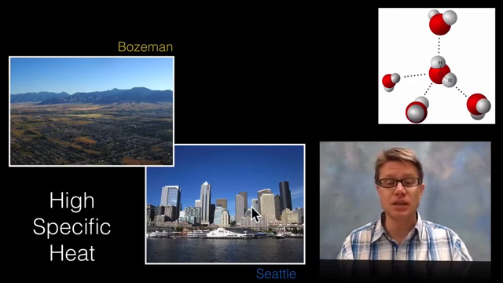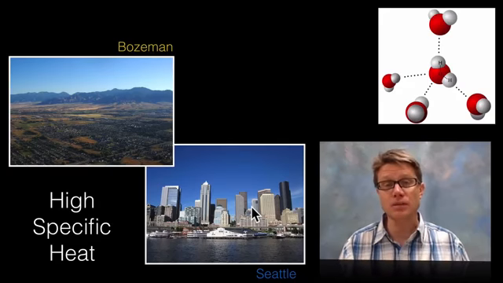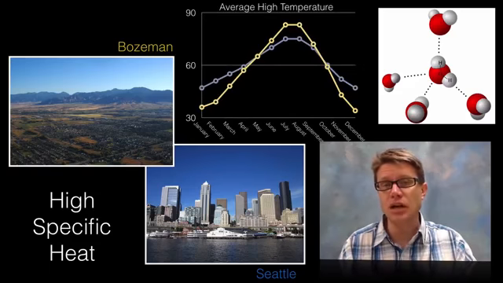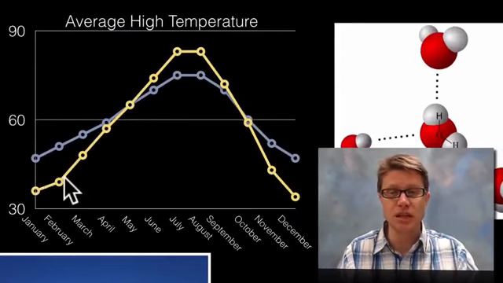about the same latitude as Seattle. Now, Seattle, instead of being surrounded by mountains, is surrounded by water. And since that water has this high specific heat, what it does is it moderates their temperature. And so this is the average high temperature in Bozeman and in Seattle. And you can see Bozeman is this yellow line.